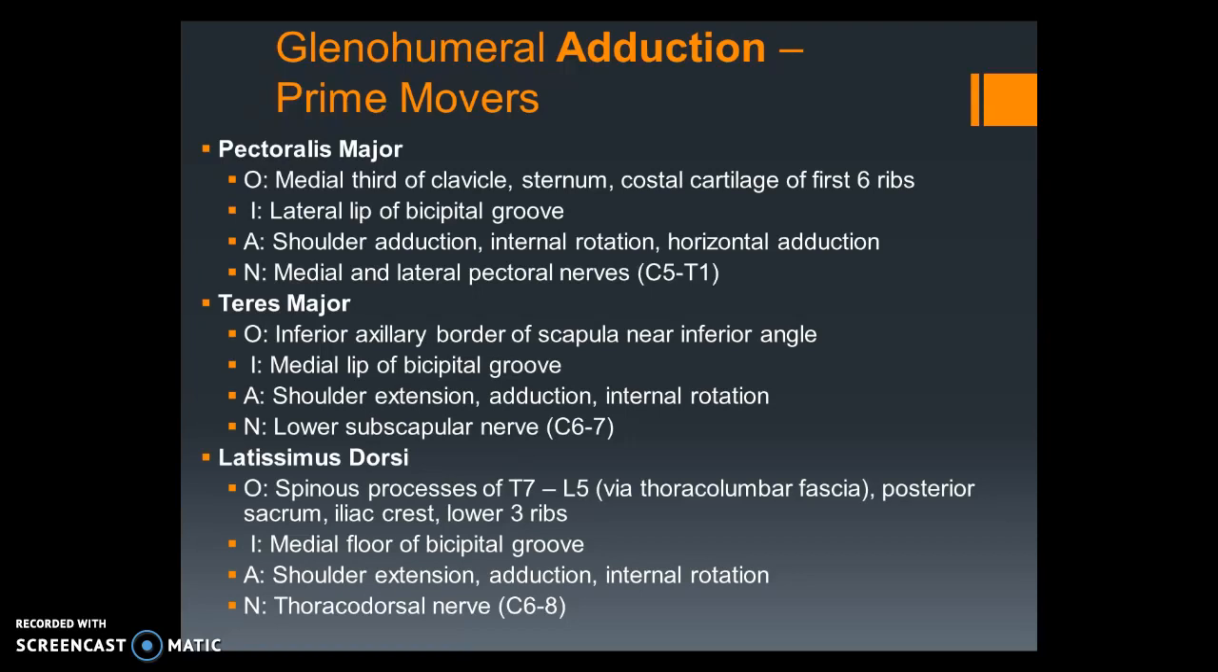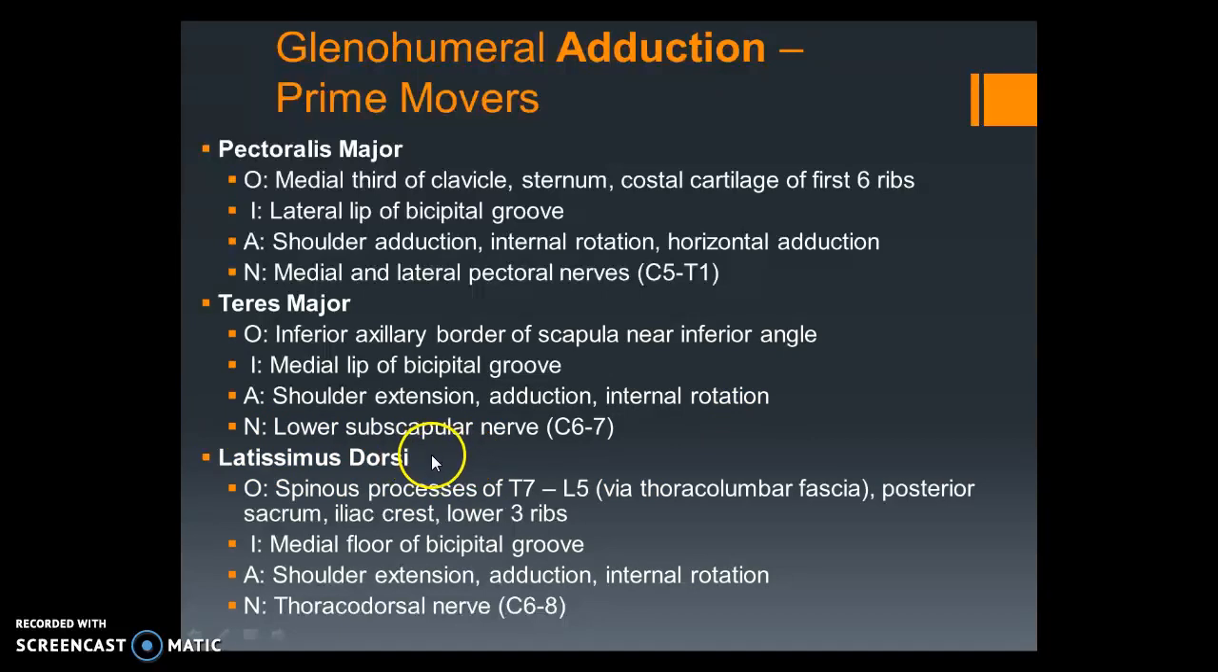Prime movers of adduction are your pectoralis major, with the middle third of the clavicle, sternum, and costal cartilage of the first 6 ribs as its origin. It inserts on the lateral lip of the bicipital groove. The action is shoulder adduction, internal rotation, horizontal adduction, and it is innervated by medial and lateral pectoral nerves. The teres major, inferior axillary border of the scapula, near the inferior angle, inserts on the medial lip of the bicipital groove. It performs shoulder extension, adduction, and internal rotation, and is innervated by the lower subscapular nerve.